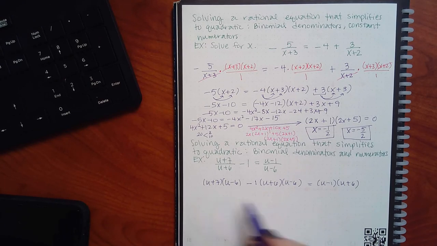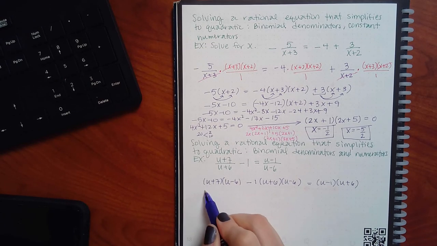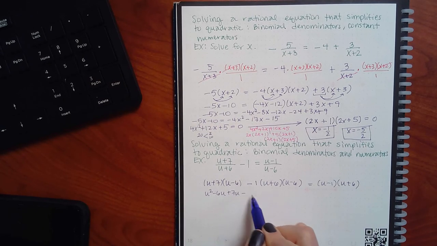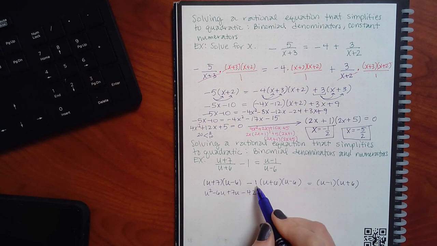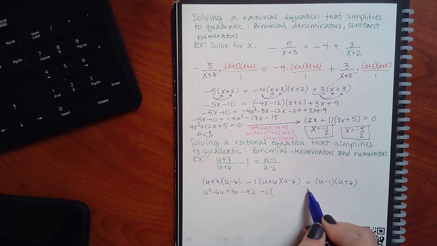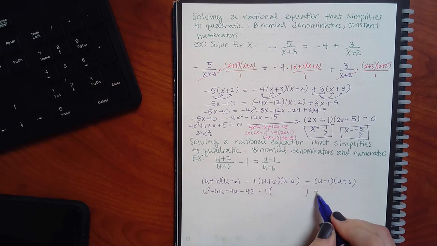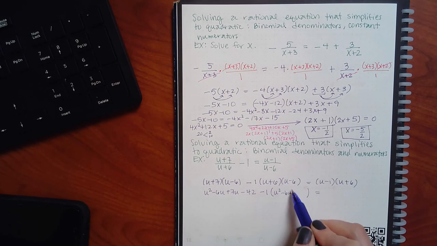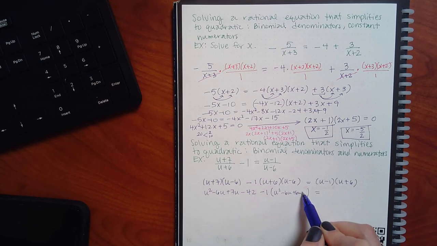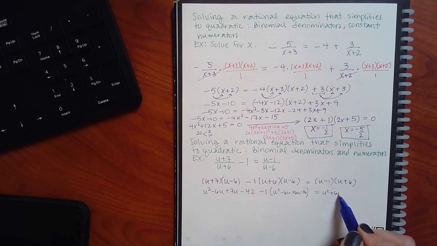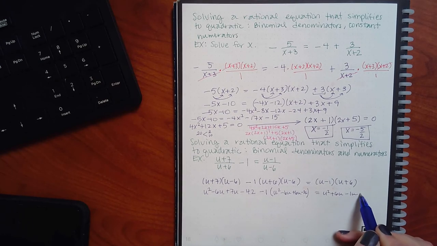All right. Now here we just have a bunch of multiplying to do. So we get U squared, 6U, 7U, and then 42. Here, remember this negative is going to multiply. So I'm going to leave that alone. I'm going to do this part first, okay? I get U squared minus 6U, plus 6U, and then minus 36. Here, U squared, 6U minus 1U, plus minus 6U.